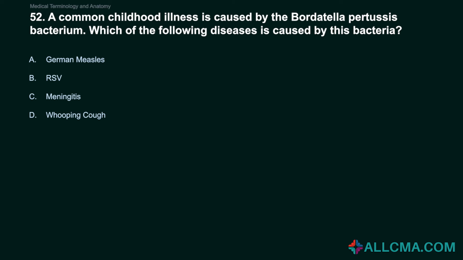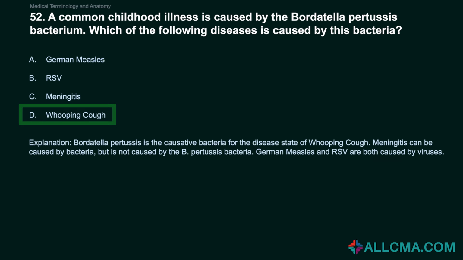52. A common childhood illness is caused by the Bordetella pertussis bacterium. Which of the following diseases is caused by this bacteria? A. German measles. B. RSV. C. Meningitis. D. Whooping cough. Correct answer, D. Whooping cough. Bordetella pertussis is the causative bacteria for the disease state of whooping cough. Meningitis can be caused by bacteria, but is not caused by the B. pertussis bacteria. German measles and RSV are both caused by viruses.